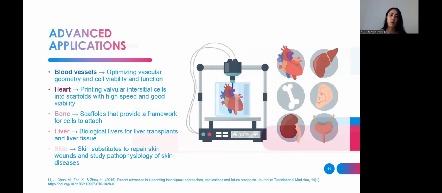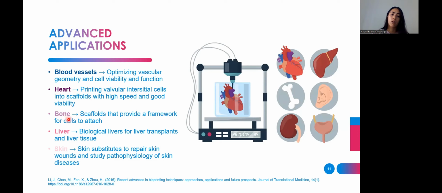Now, having this mentioned, we have advanced applications using this technology. Great efforts have been made in developing bioprinting technologies to attempt to print blood vessels, heart, bone and cartilage, kidneys, skin, nerves, and other tissues. For some applications of what I just mentioned, for blood vessels, we can optimize vascular geometry and cell viability and function. For heart, we can print valvular interstitial cells into scaffolds with high speed and good viability.